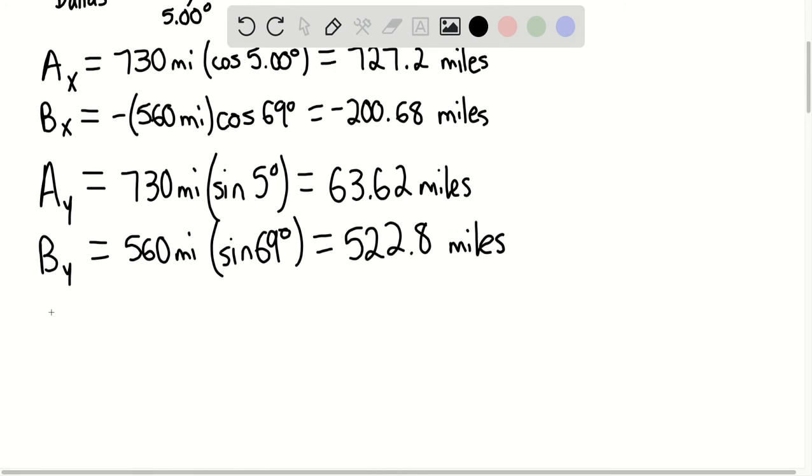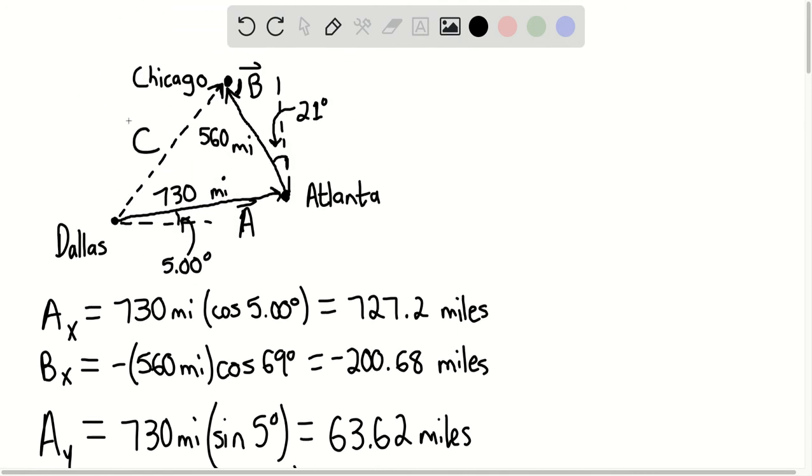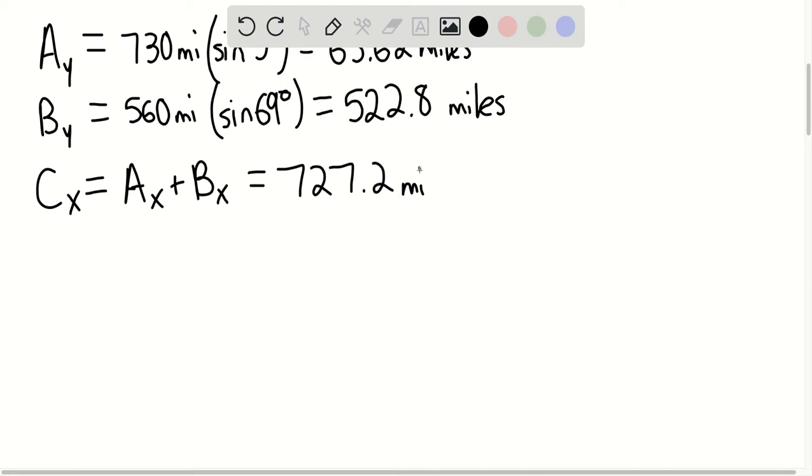Now we can add these two and find the distance from Dallas to Chicago. We'll call it C, the distance from Dallas to Chicago. The x component of C would be equal to A sub x plus B sub x, which is 727.2 miles minus 200.68 miles, and this gives us 526.51 miles.